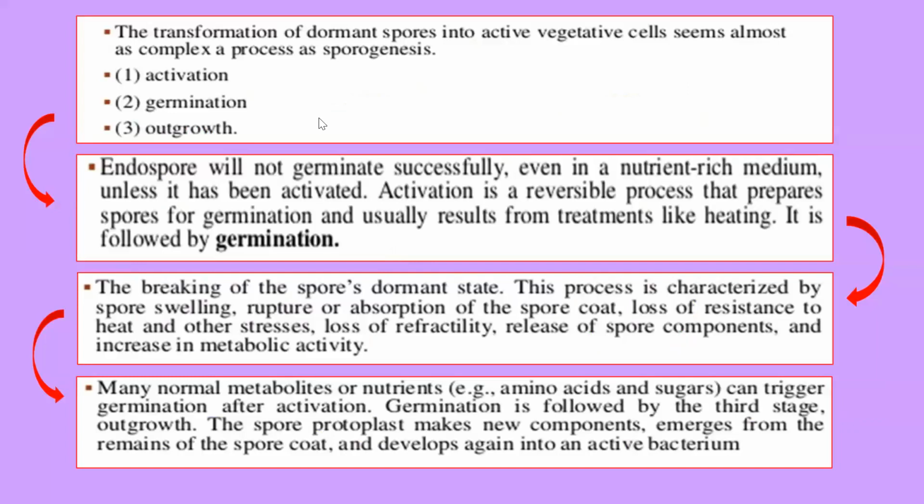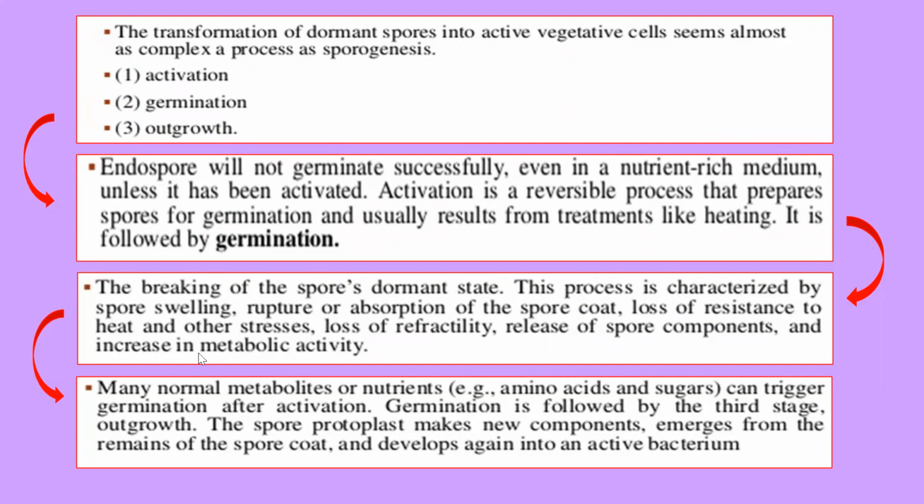The transformation of dormant spores into active vegetative cells seems almost as complex a process as sporogenesis. So 3 processes are there: activation, germination, and outgrowth. An endospore will not germinate successfully even in a nutrient-rich medium unless it has been activated. Activation is a reversible process that prepares spores for germination and usually results from treatments like heating. It is followed by germination.